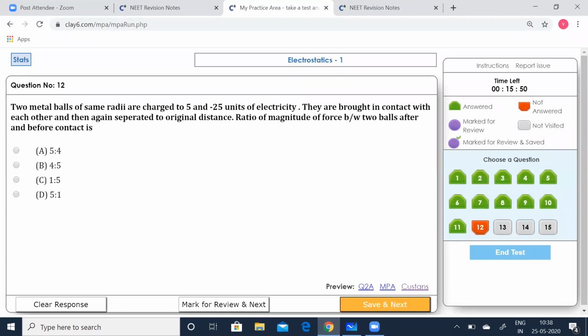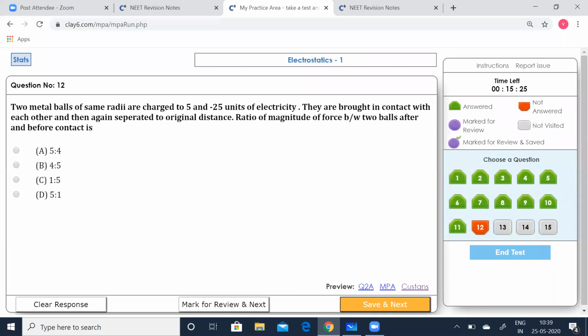Two metal balls of same radii are charged to 5 and minus 25 units of electricity. They are brought in contact with each other and then again separated to original distance. What is the ratio of magnitude of force between the two balls after and before contact?